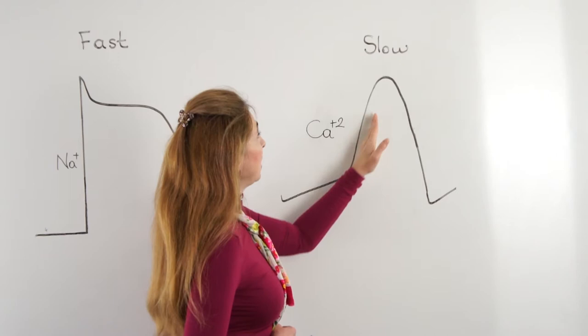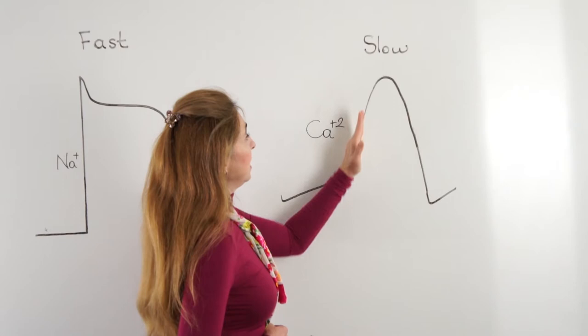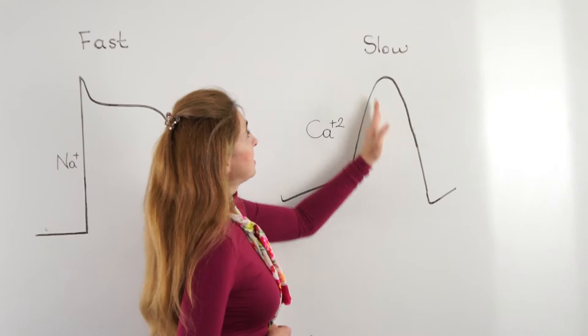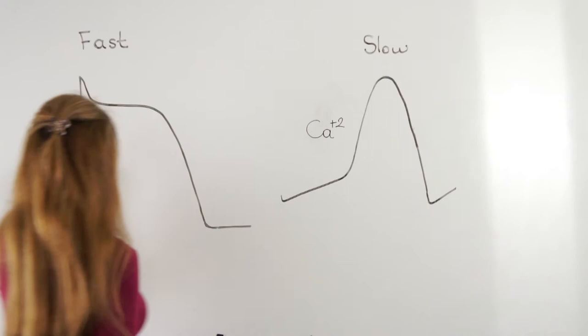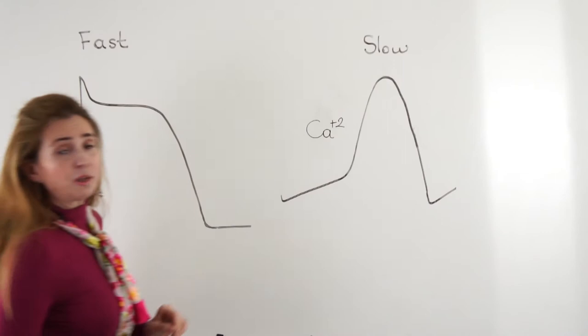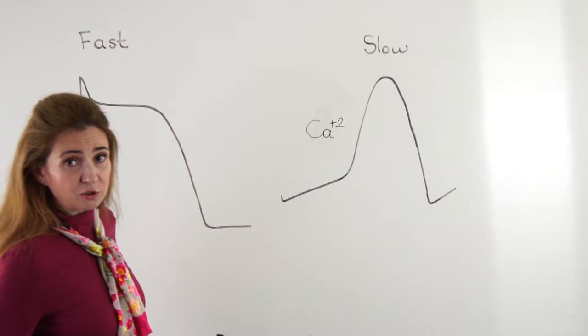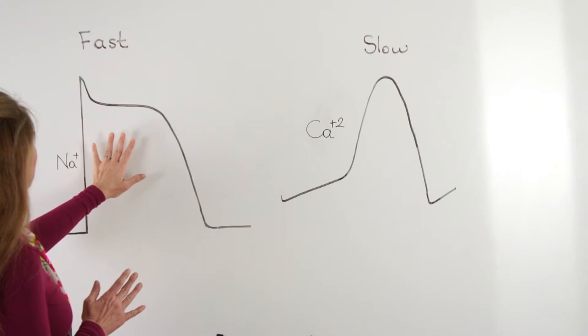Therefore, the depolarization phase of this action potential is with a smaller slope, and hence this action potential is called a slow action potential. So the difference of the naming depends on the difference of ions that produce the depolarization phase of the action potential. Now let us first concentrate on them one by one. I will start with the fast action potential.